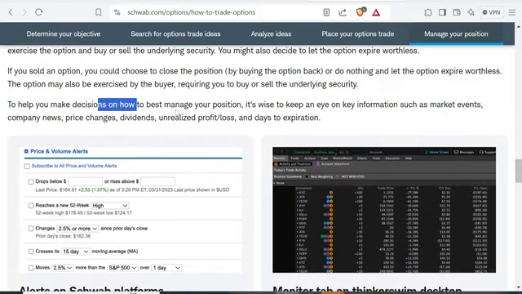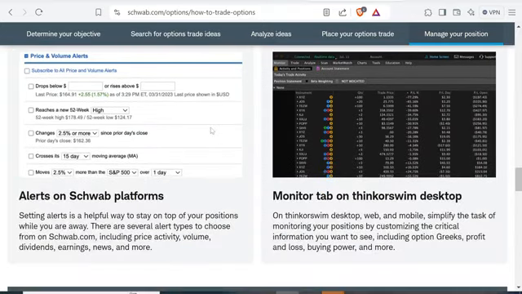To help you make decisions on how to best manage your position, it's wise to keep your eye on key information such as market events, company news, and price changes. Just keep your eye on the market. And that is basically it.